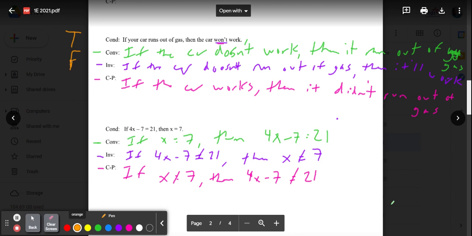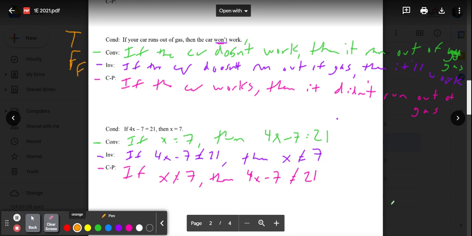Okay, third one, inverse. If the car does not run out of gas, then it'll work. Well, that statement is saying that, as long as I have a full tank of gas, the car will work. Again, that's false. Just because you don't run out of gas doesn't necessarily mean your car will work, because there's many other components of a car.